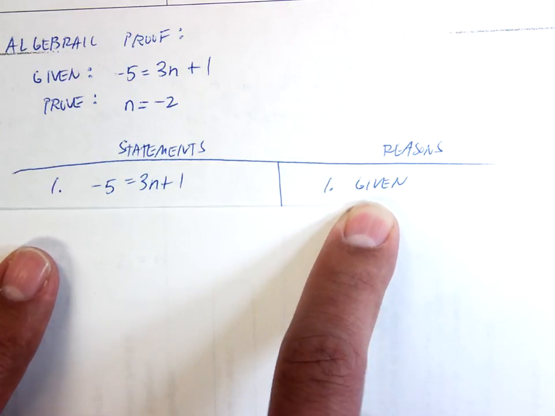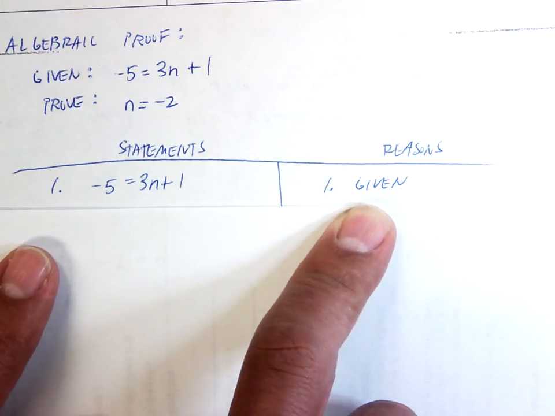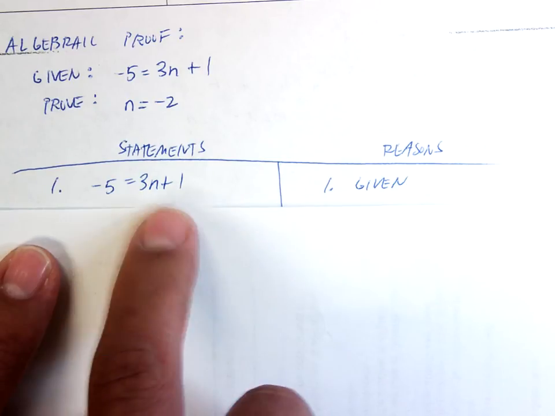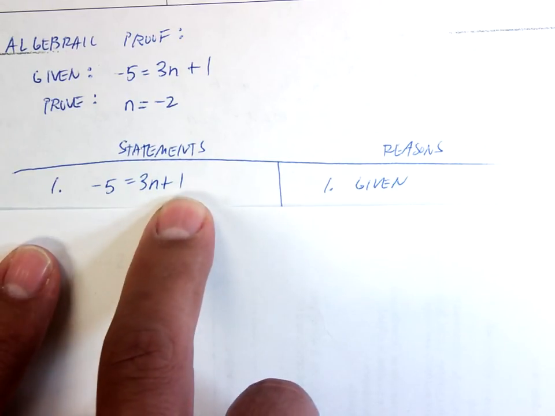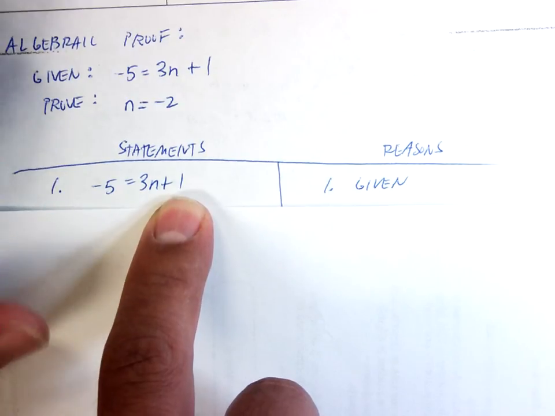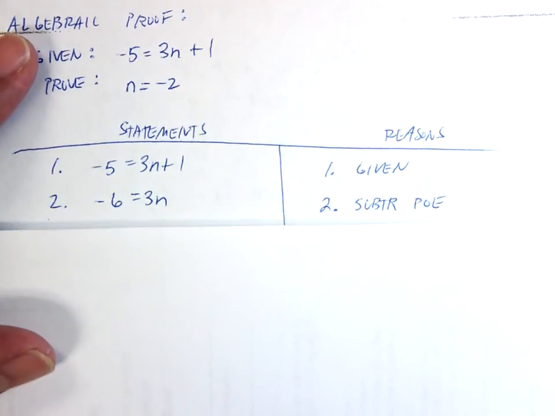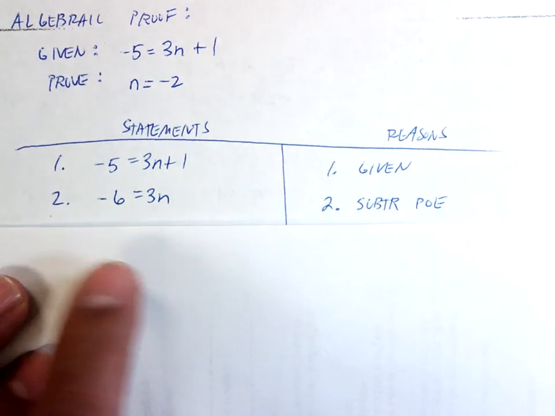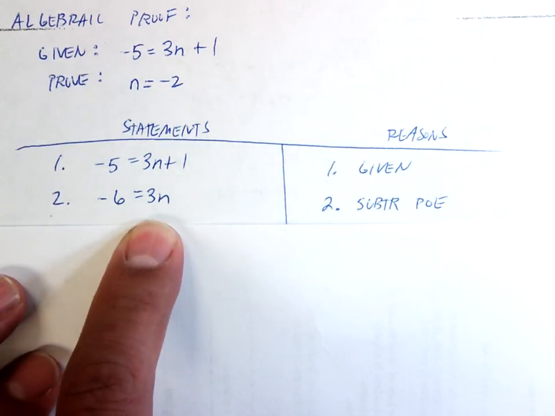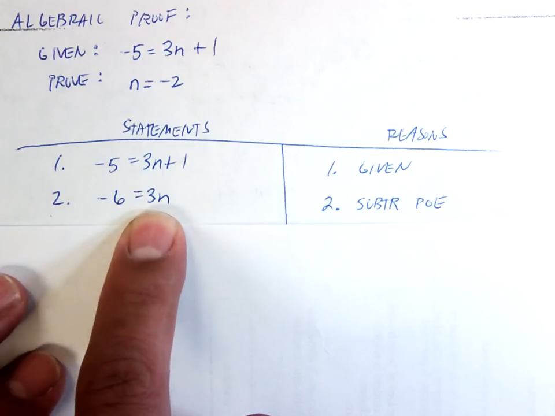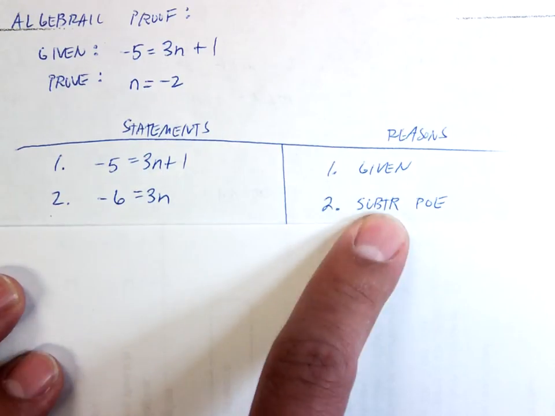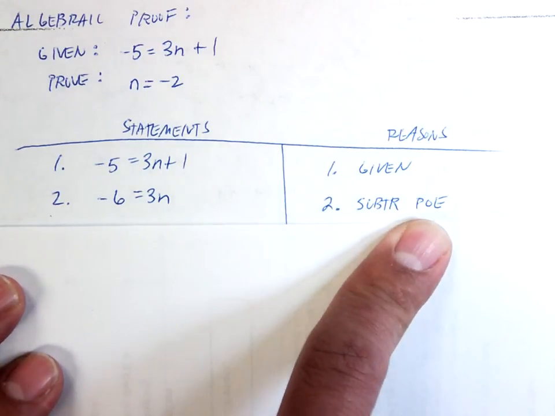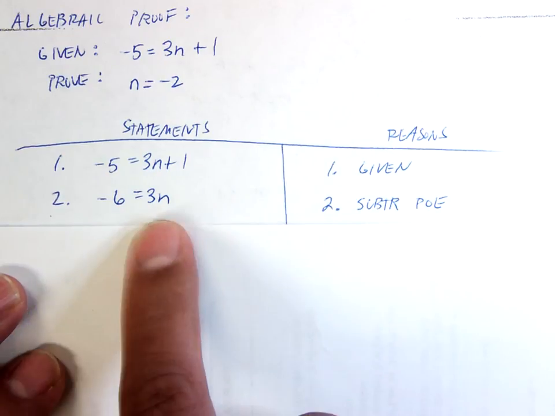Okay, so think about what my next algebraic step would be to solve this. I'm trying to get the n by itself, so I would subtract 1 from both sides to move this 1 to the other side. So then my next statement would be, after I subtract the 1 from both sides, I would be left with negative 6 equals 3 times n. And what step did I do? The subtraction property of equality. So this is why this one is true.